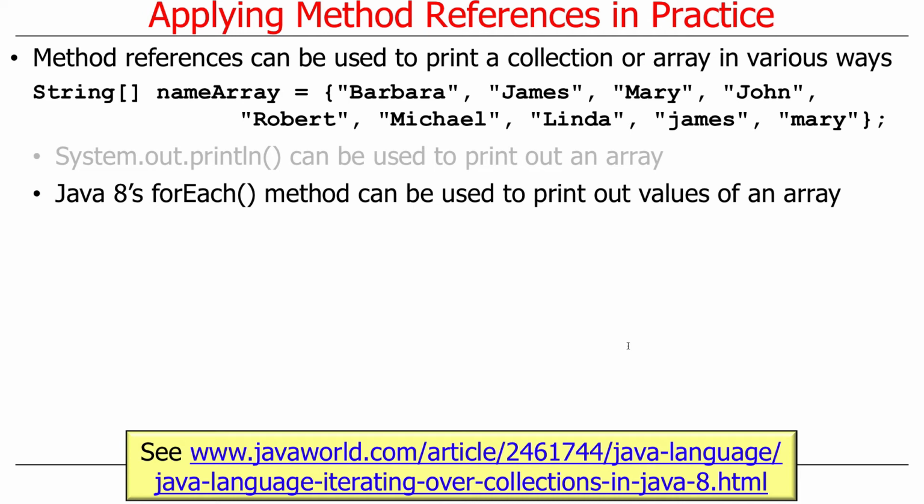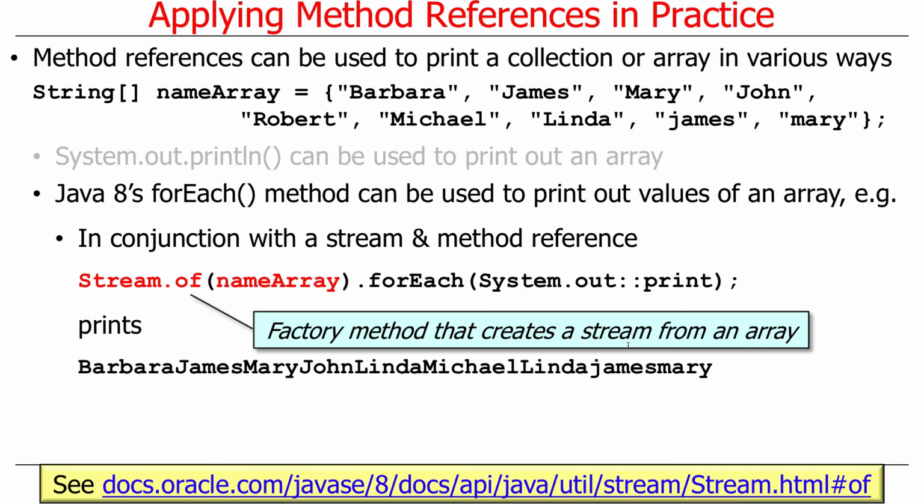We can also print things other ways. So we could use Java 8's forEach method. And you'll see there's a couple different variants of that. And we can use this to print out the values of an array. So here's one way to do it. We can take our name array, which is this guy here, and we can convert the name array into a stream. And we'll talk more about streams later. The of method on a stream is a factory method that creates a stream from an array. You'll see there's lots and lots of these factory methods that convert from one thing to another in Java.